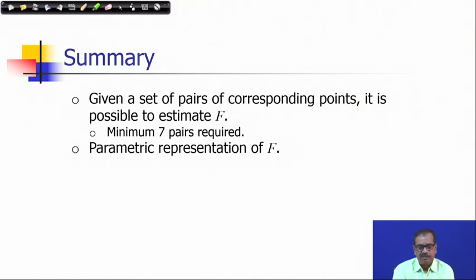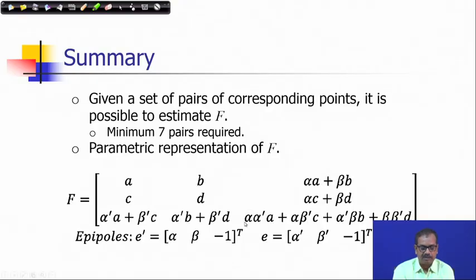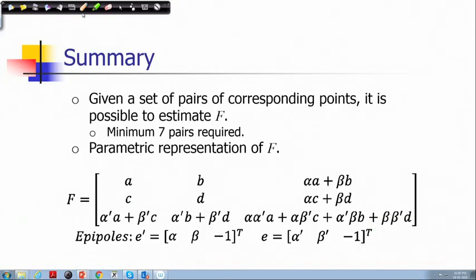Then parametric representation of a fundamental matrix is given in this form. Particularly, this form also contains the epipoles. You should note that there is a little bit of ambiguity in representing E prime and E. E prime should be E here and E should be E prime here. So, that correction you should note, we discussed there also, and this should be E prime.